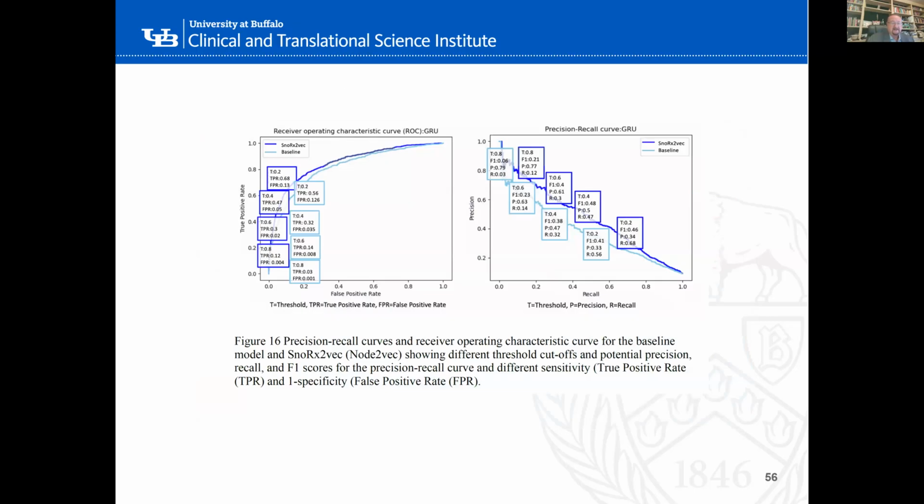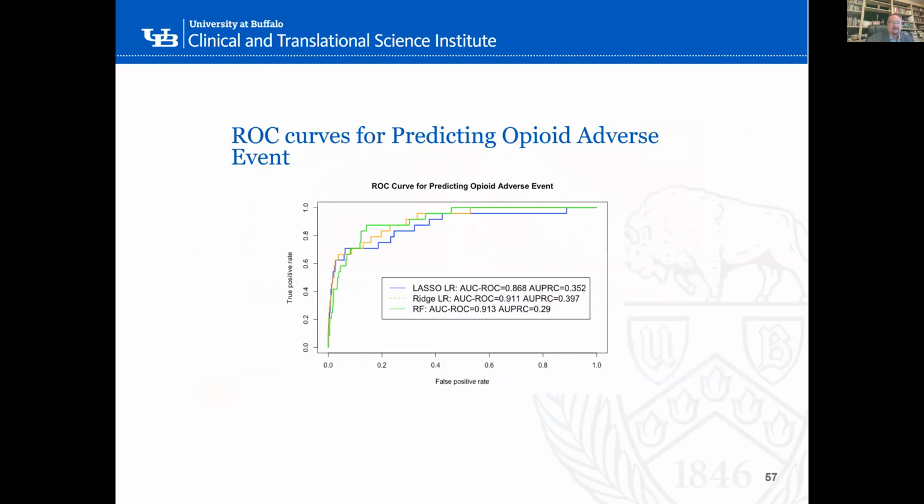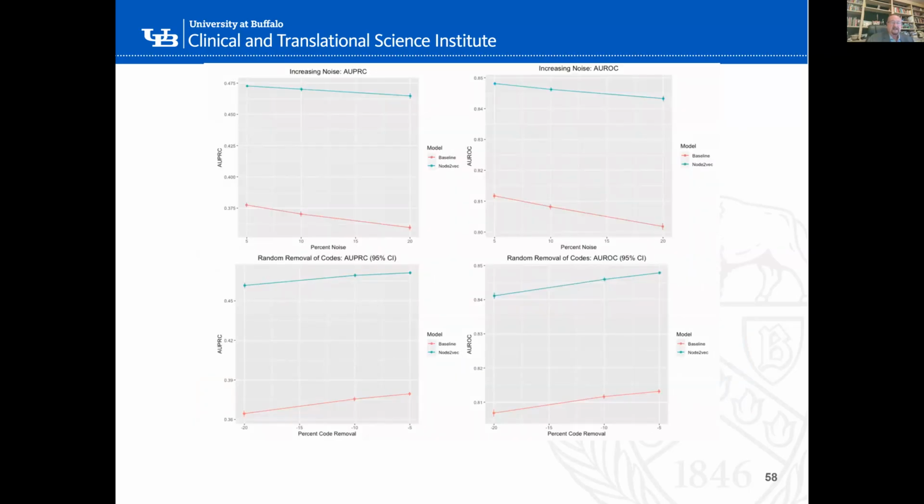And my PhD student, Sarah Mullen, who now works over at Roswell Park, did a study where we looked at opioid outcomes, including overdose and death events. We looked at it with and without pre-trained embeddings, and we were able to show that with the medical knowledge they did better, and that even when we injected bad data into the system or removed data from the system, the model with the pre-trained embeddings degraded more slowly.